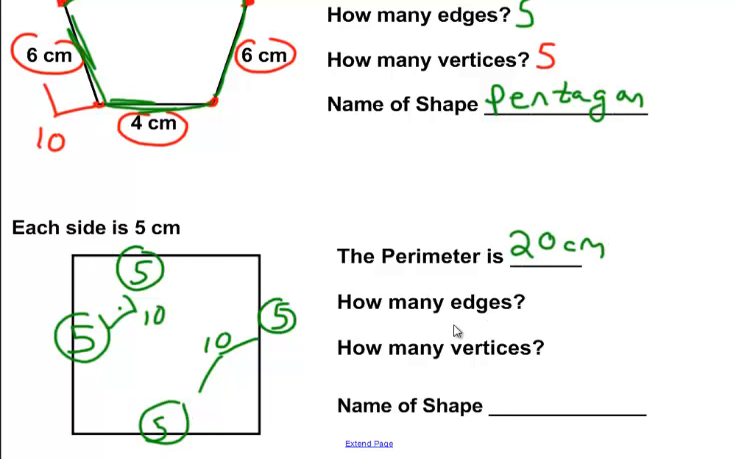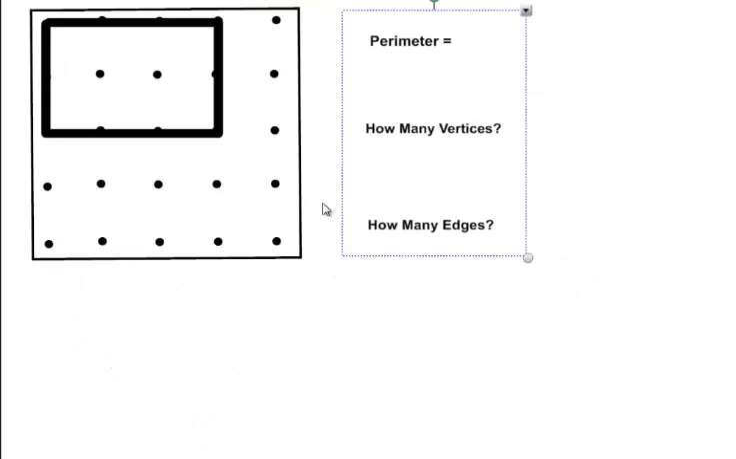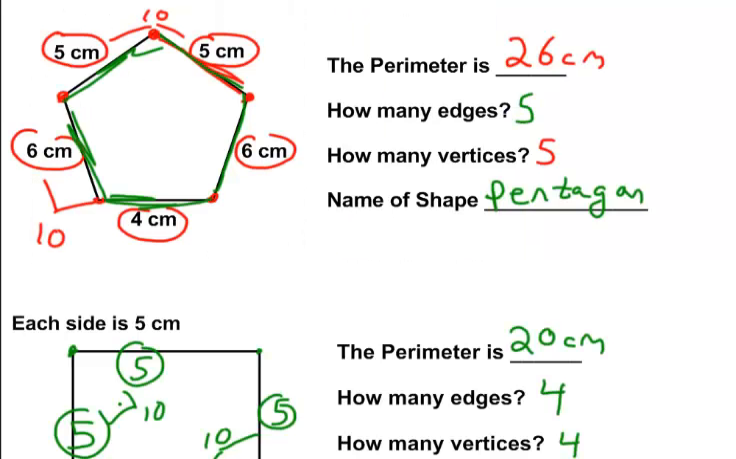Edges, can count them. We have 4. Vertices, I also have 4. Vertices are pointy areas, remember. So this is pointy, and that's pointy. And the name of the shape, since all the sides match, they're all 5, we call it a square. And it's important that a square has all equal edges, which means all of the sides have the same length.